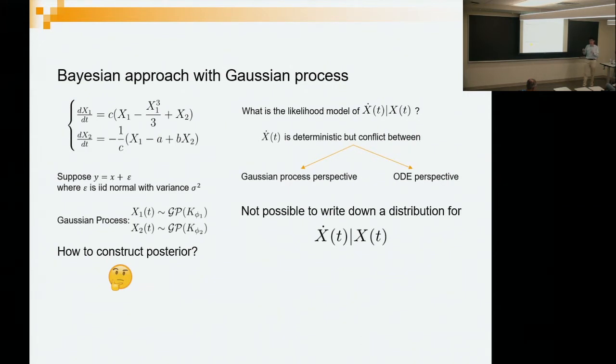This has a one-to-one correspondence. There's no way for you to describe any conditional distribution of X dot given X. So that's a fundamental conflict. In the Bayesian case, we have three things: uncertainty in Y, uncertainty in X, and uncertainty in X dot. If you ignore the ODE, of course, you can describe any conditional distribution. But once you put the ODE constraint there, things become tricky. There's no such thing to define X dot given X. That's uniquely determined.